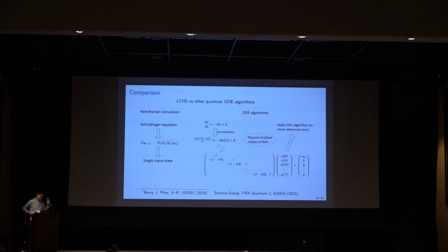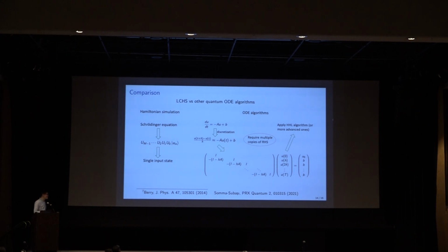So this approach works very well, but it has an issue in the complexity. That is, this algorithm heavily relies on the HHL algorithm or the linear system algorithm, and the linear system algorithm will require multiple copies of the right-hand side, or multiple copies of my quantum state.